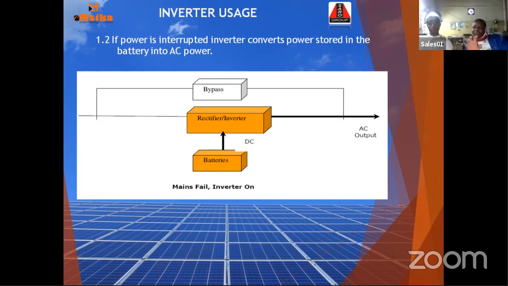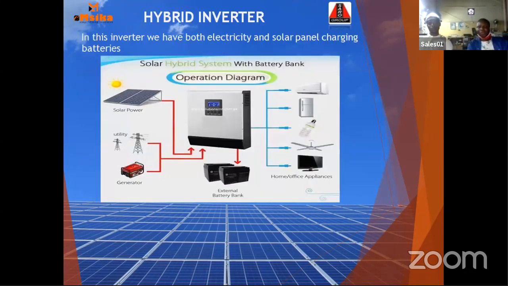This picture shows you that ZESCO is not present. So your inverter now converts the stored energy in the battery back into AC for your TV to run, for your fridge to run. All the household equipment that you have will run on AC, not DC. That's a very important thing that you need to note. So we've explained the concept of an inverter charger.